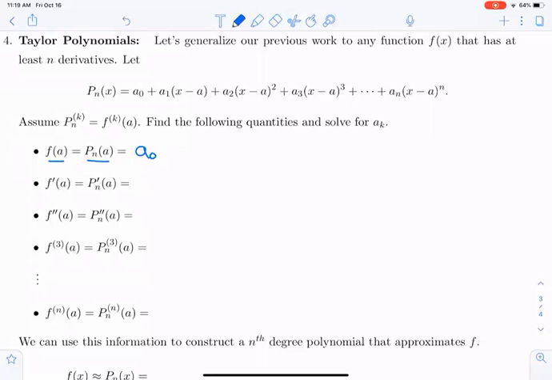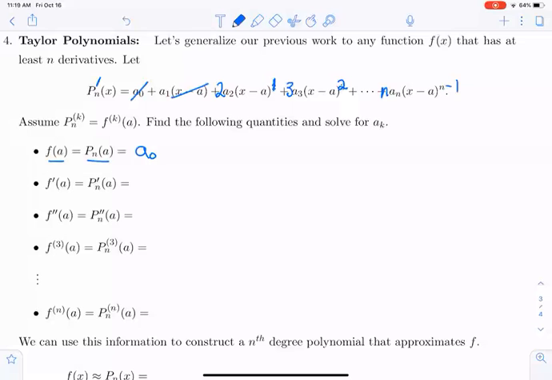Now the derivative of my polynomial, I'm actually going to take the derivative right here. So I'm going to call this Pn prime, and I'm going to take the derivative. The derivative of a0 is 0. And then the derivative of a1 times x minus a is just a1. Then the derivative of a2 times x minus a squared is going to be 2a2 x minus a to the first. Then we're going to get 3a3 x minus a squared. And then finally down to n an x minus a to the n minus 1.